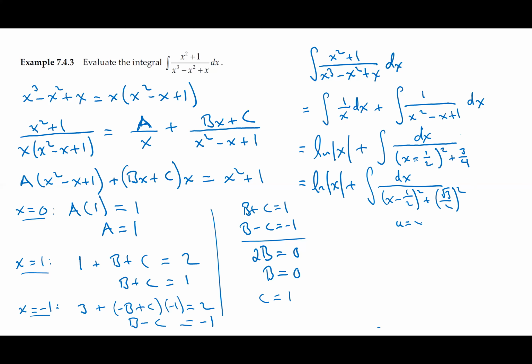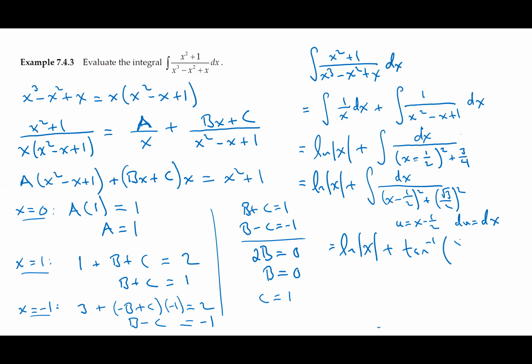if I let u be x minus 1/2, so du is dx, then you actually get this inverse tangent, right? In fact, in one of the earlier lectures, we did the integral of 1 over x squared plus a squared. So that's really what we have here. Inverse tangent u, but what's my u? My u, of course, is x minus 1/2.